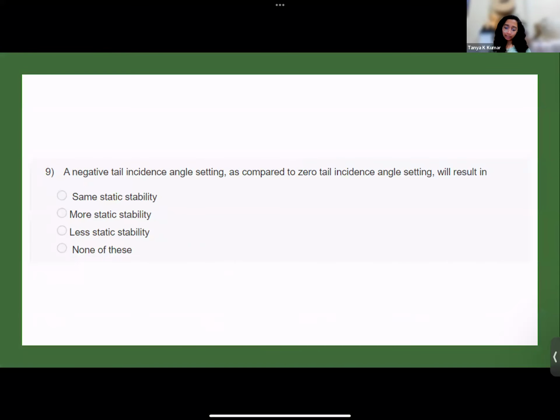A negative tail incidence angle setting as compared to zero tail incidence angle setting will result in same static stability, more static stability, less static stability, none of this. Tail incidence angle is iT. So your formula was, this is the formula. So now can you tell me? Tail incidence angle is iT.